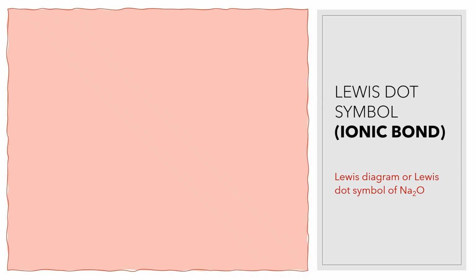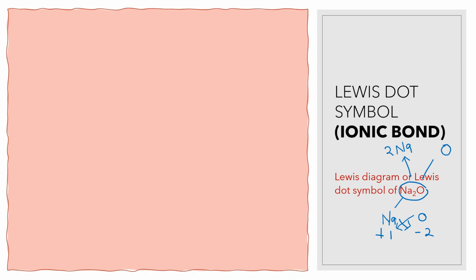Next, we will see the Lewis dot symbol for sodium oxide. In sodium oxide, we have sodium and oxygen. Sodium is from group 1, so the charge will be +1. Oxygen is from group 16 and the charge is -2. So when we cross-multiply between these two, we get the formula Na2O. From this formula, you can see that we have 2 sodium atoms and 1 atom of oxygen.